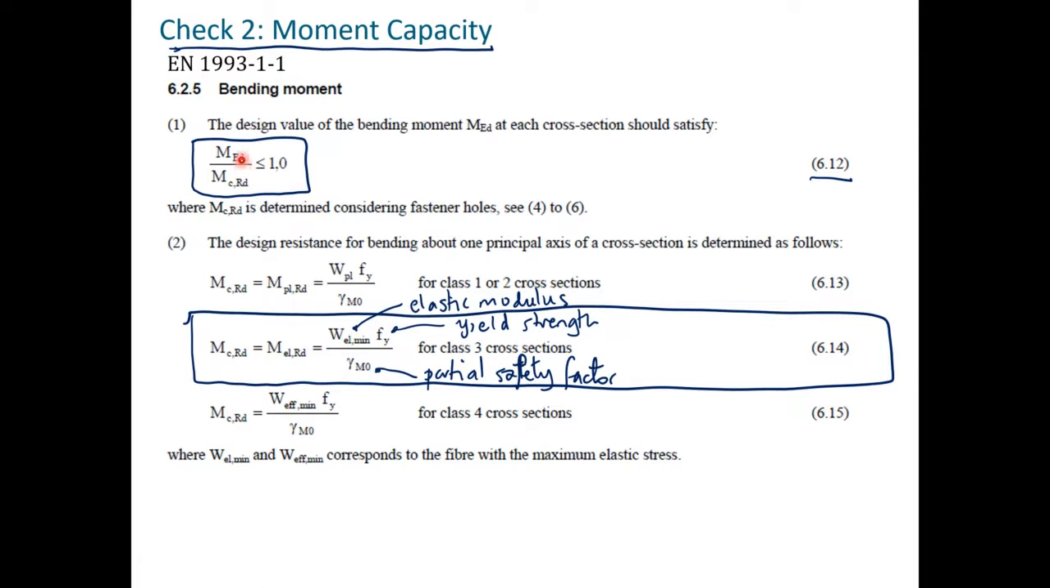and we know that we always have to check that the demand divided by the capacity has to be less than or equal to 1. In other words, the demand has to be less than or equal to the capacity of the member. And that's equation 6.12 in Eurocode 3, part 1-1.